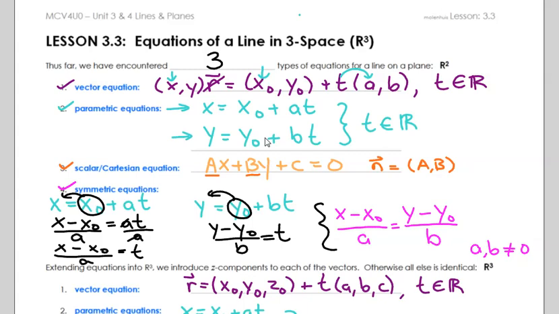Since we have all four, any of the questions could say, I want you to show me the answer in vector equation, or I want you to show me the answer in symmetric equation. So you kind of have to know how to work back and forth between each of them and just roll with the punches, guys.